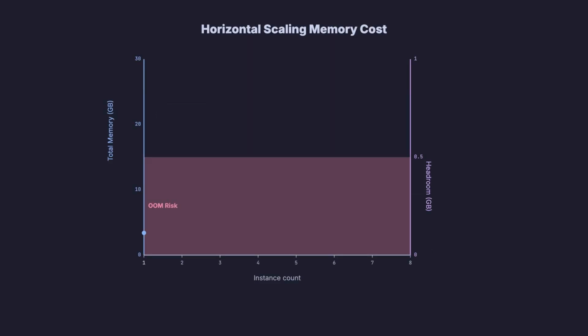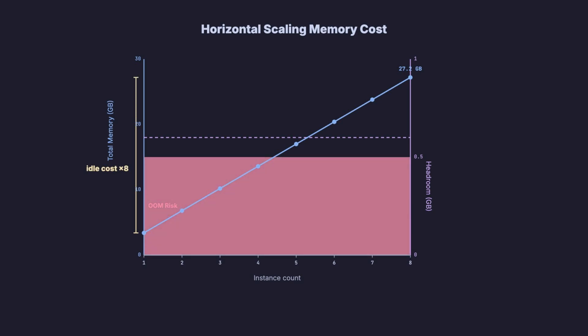There's a hidden cost angle too. When you horizontally scale a memory-constrained service, you multiply the idle memory cost. If one pod idles at 3.4 GB and you run 10 of them, you're burning 34 GB of cluster memory before you've served a single request.